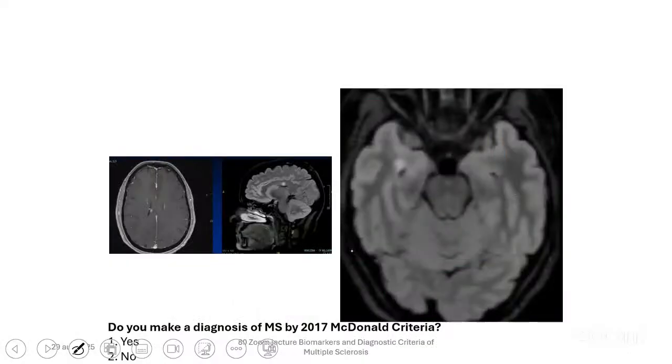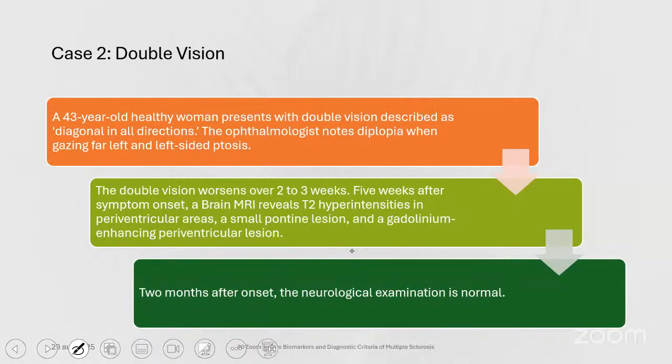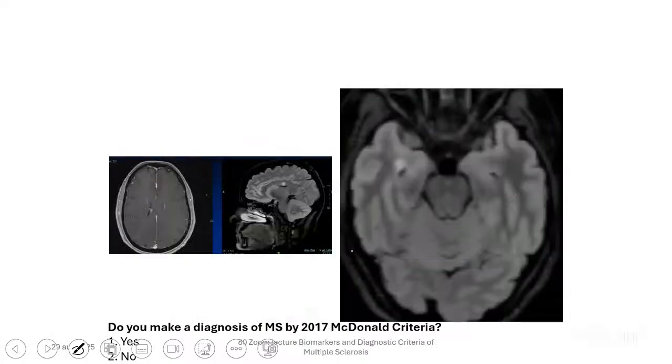So you can see a diagnosis. Do you make a diagnosis of MS in this case or not? The lesion is there, the double vision, clinical picture, and the visual loss, and with an MRI hyperintensity which is GAD enhancing, suggesting active lesion.